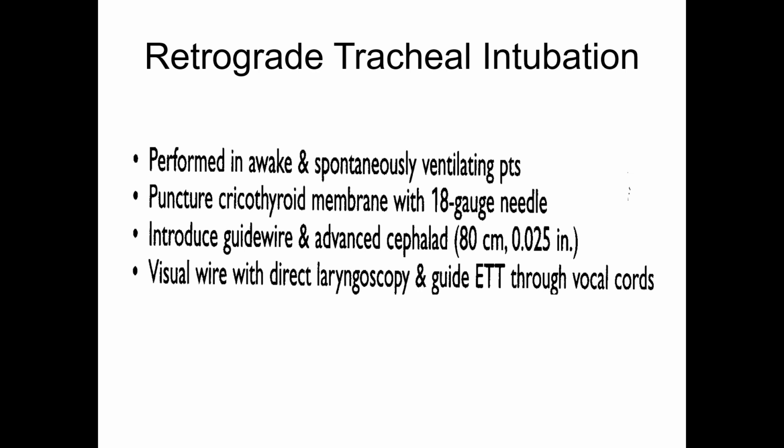The patient is awake and can breathe spontaneously, so under local anesthesia we puncture the cricothyroid membrane with a large gauge needle and introduce a wire guide. This wire guide advances gradually until it comes out through the mouth. Then we can slide the endotracheal tube, either blindly or with a direct laryngoscope, through the mouth, sliding over this guide wire and into the trachea. Then we remove the guide wire.